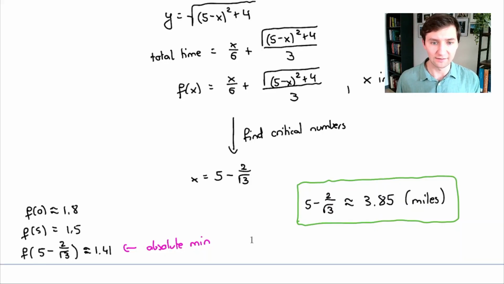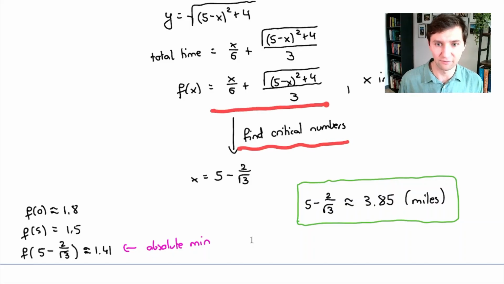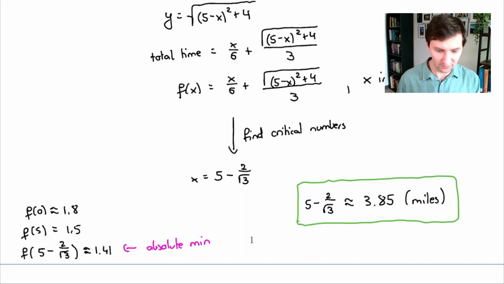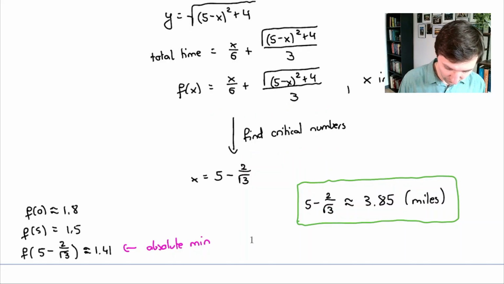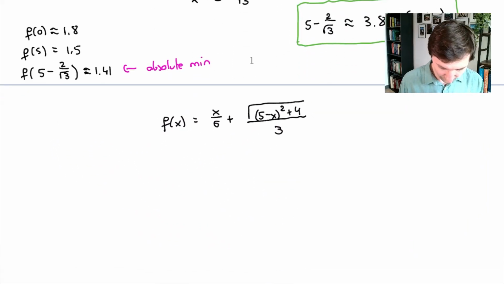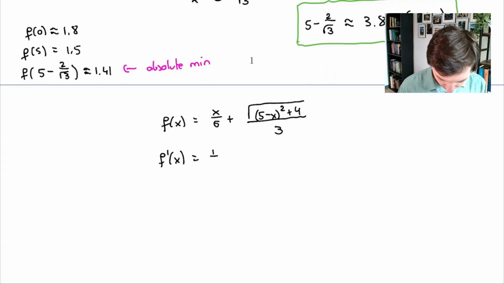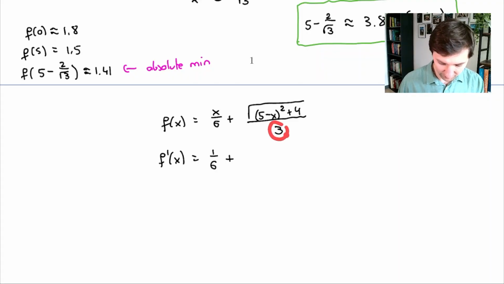I told you that at the end, I was going to show you how you can find critical numbers of this complicated function. Let me do this on the next page. Let me first copy the formula so we remember what the function was. To find critical numbers, I first take the derivative. The derivative of x divided by 6 is simply 1 over 6. The derivative of the second expression: dividing by 3 is the same thing as multiplying by 1/3.